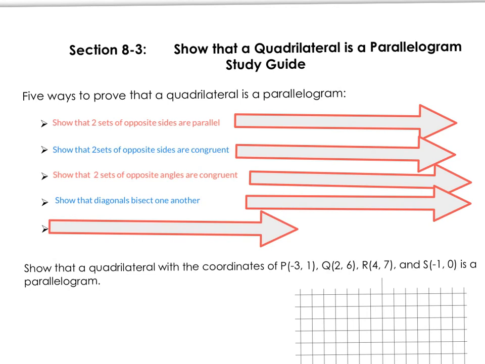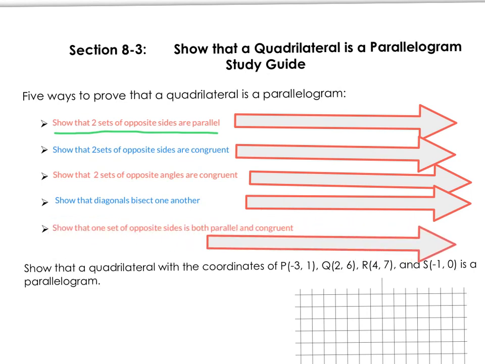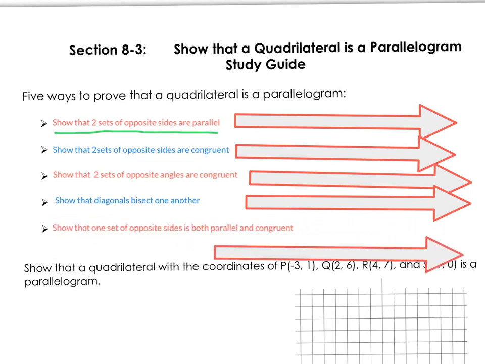Well, not really. Because if we knew adjacent angles were supplementary, we could then say, oh, well, if adjacent angles are supplementary, that means that the opposite sides are going to be parallel. So we're not going to use that. There's a 5th method that's a little bit different than what we learned on Friday, and if we can show that one set of opposite sides is both parallel and congruent, that would mean that our quadrilateral is a parallelogram.